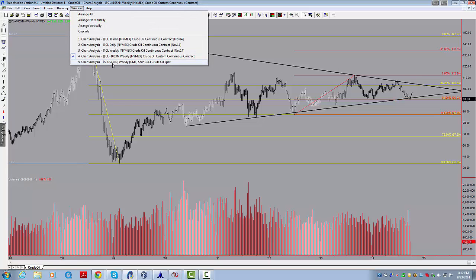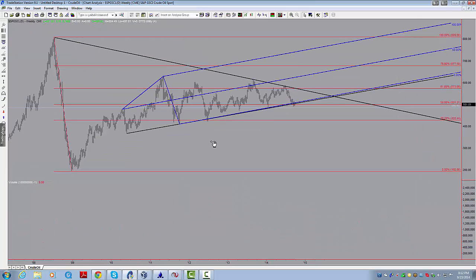Now, this is the GSCI S&P index of crude oil. Okay, and here we haven't quite made a lower low. We've made a lower high, but not quite a lower low, and we're also at the 50% retracement of this entire move, and at the bottom of this median line, the lower channel of the pitchfork.